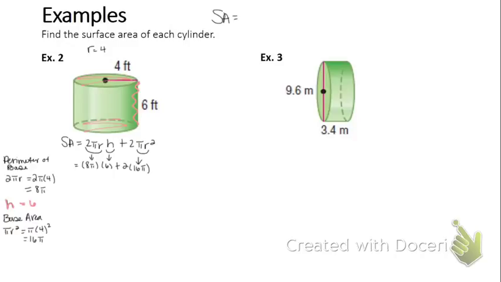So we get 48 pi plus 32 pi, which is 80 pi. And you guys can now put that into your calculator. $251.33. And it is surface area, so it is feet squared.